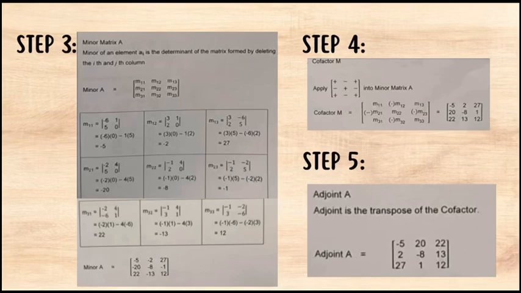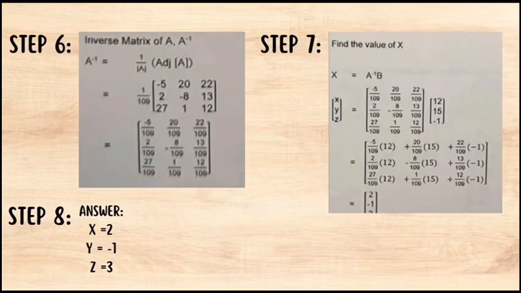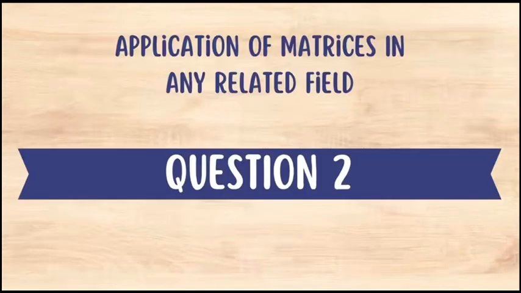Step 3, we must find the minor matrix of A. Follow the rule of the formula step by step. Step 4, we must find the cofactor of the equation. Step 5, we must find the adjoint of the equation. Step 6, this is the application of matrices in any related field.